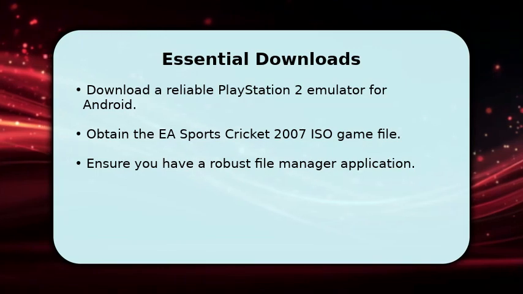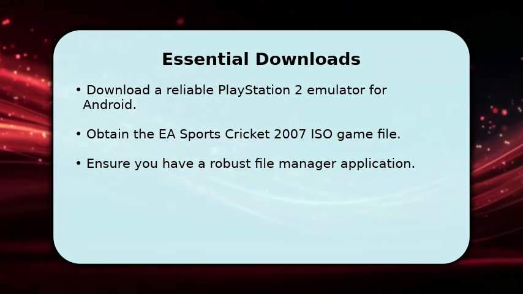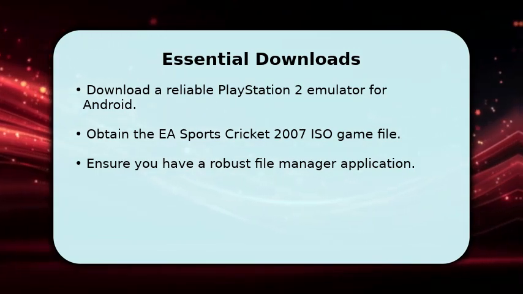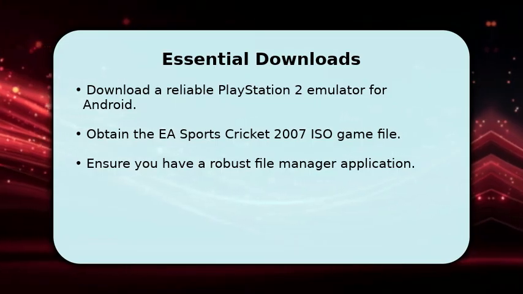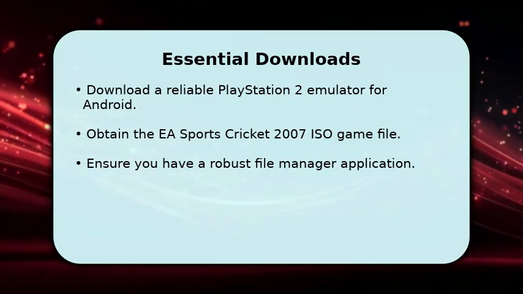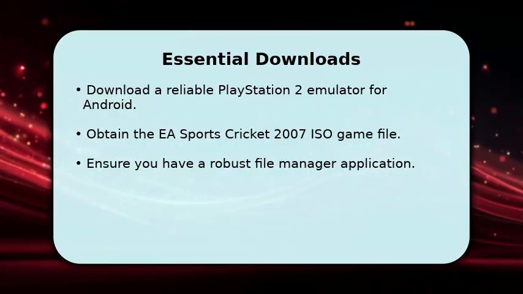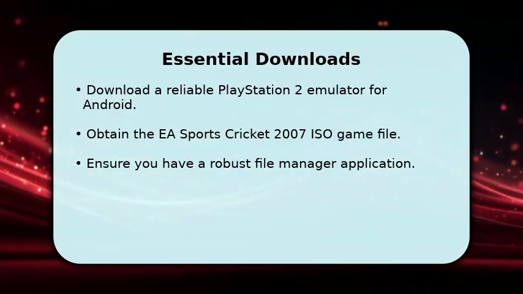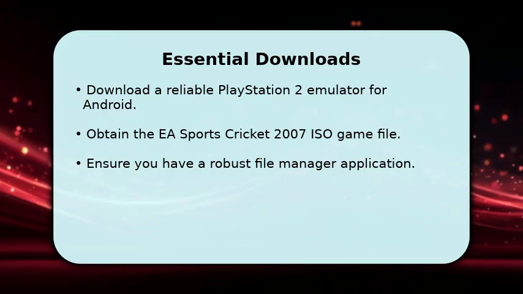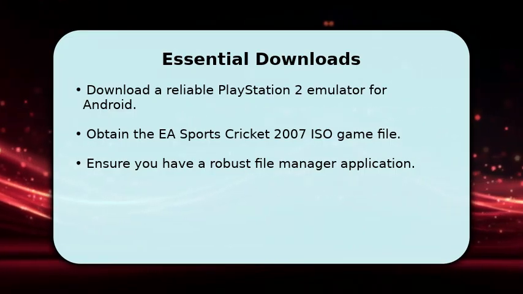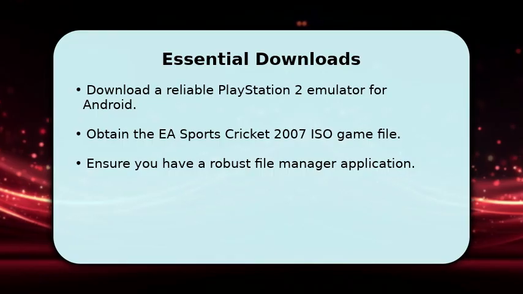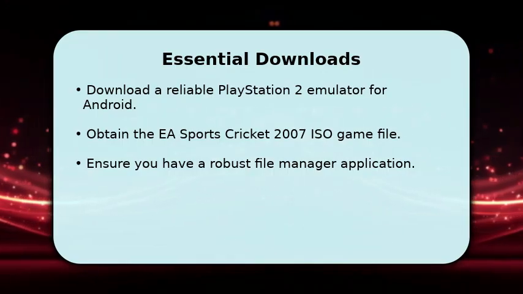To begin, you'll need two main things: a PlayStation 2 emulator app for your Android phone and the EA Sports Cricket 2007 game file, typically in ISO format. Make sure to download these from trusted sources to avoid any issues. A good file manager app will also be very helpful for organizing your downloads.